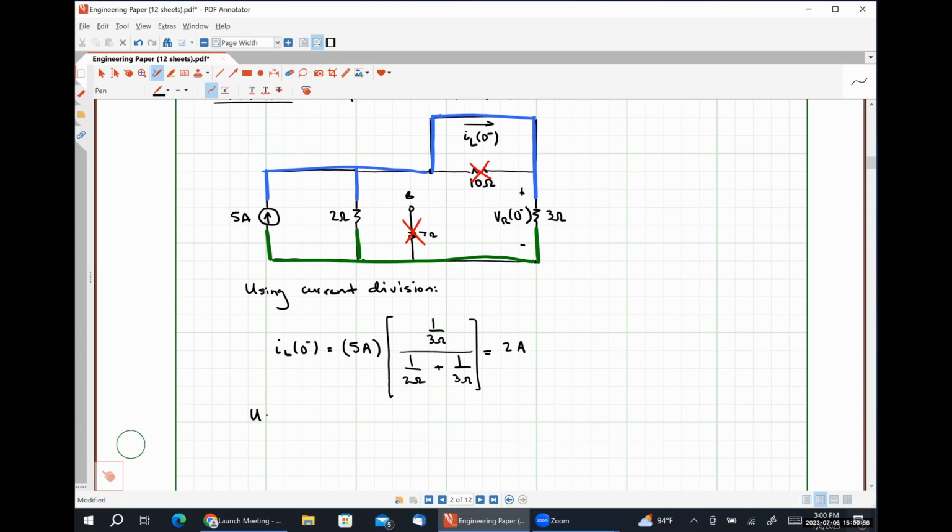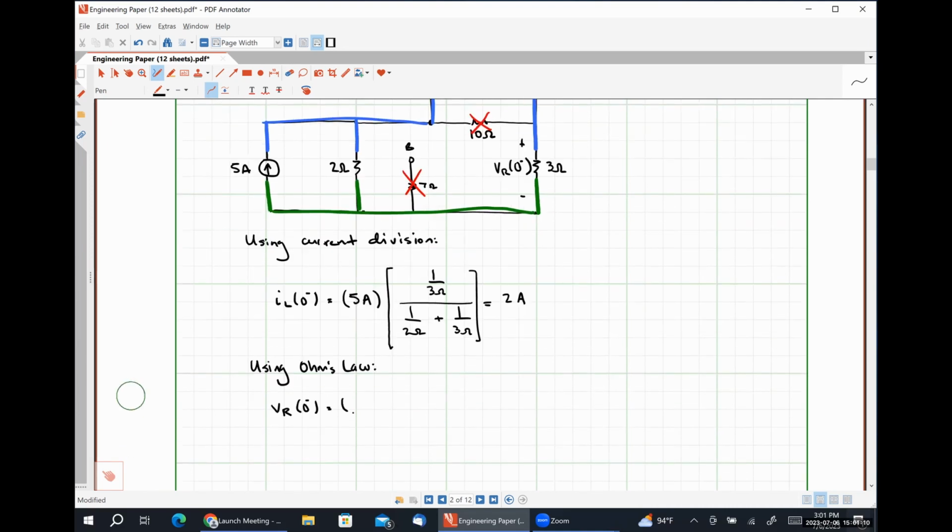Now, using Ohm's law, VR at 0- is 3 ohms times IL at 0-, which will just be 6 volts. For a more complicated circuit, I guess technically we could have done mesh or nodal here, but it would have been, in my opinion, overkill. But really, for this circuit analysis at T equals 0-, you just do whatever circuit analysis technique makes the most sense to you to find our quantities of interest at this particular point in time.